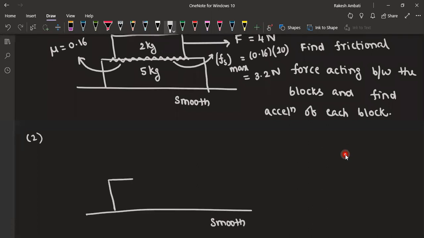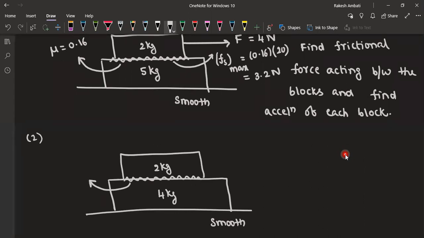And here we get, yes, homework question. 4 kg block, and it is 2 kg block. Rough surface. So here, mu s is given 0.5 and mu k is given 0.4. And this applied force 9 newtons. Same question, we have to find the frictional force and we have to find acceleration of each block.